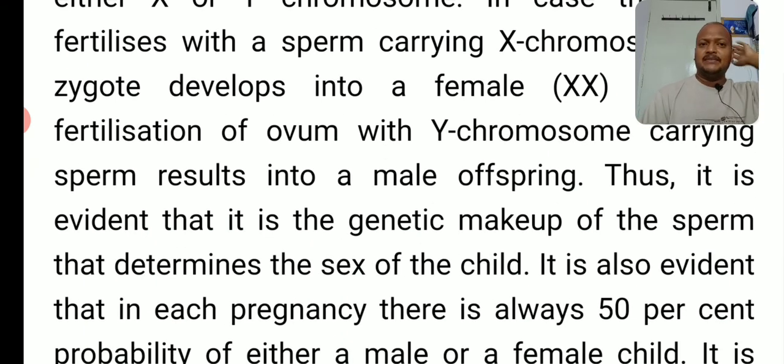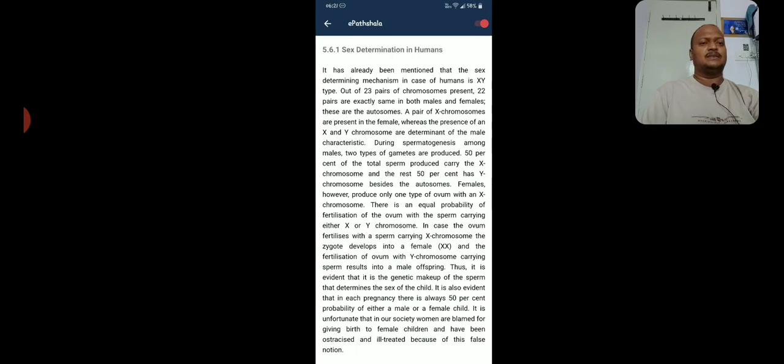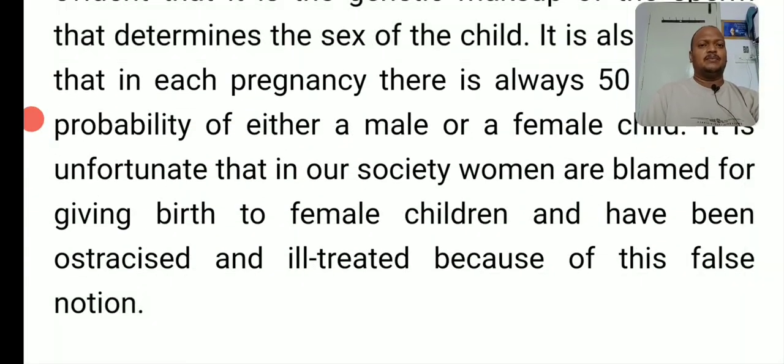Thus it is evident that the genetic makeup of the sperm determines the sex of the child. It is also evident that in each pregnancy there is always a 50% probability of either a male or female child. It is unfortunate that in our society women are blamed for giving birth to female children, and have been ostracized and ill-treated because of this false notion. Females are not responsible for the sex of the offspring. Males are completely responsible, because males produce two types of gametes, X and Y.